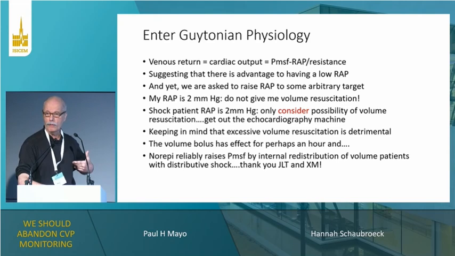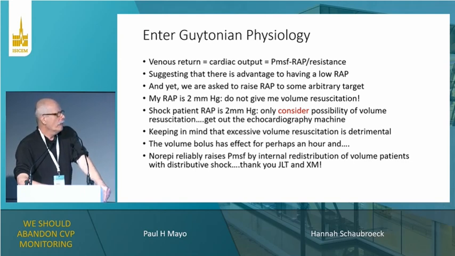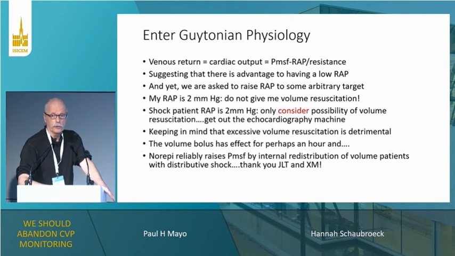Therefore, I'm happy my right atrial pressure is low. It's probably around 2. I've got a lot of venous return, right? But the patient in shock who has a very low right atrial pressure, well, maybe they're not like me, right? And we should only consider the possibility of volume resuscitation, get out the echo machine to do the real study, because we keep in mind excessive volume resuscitation is detrimental. It may not last that long. As we know, it distributes into the interstitium quite quickly.